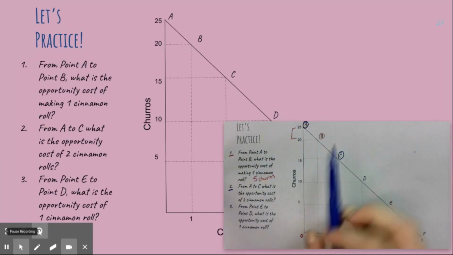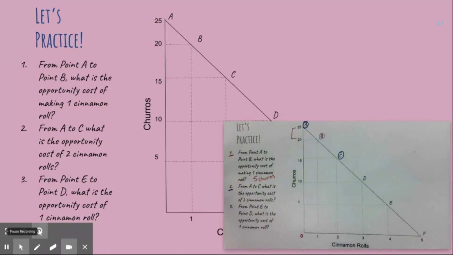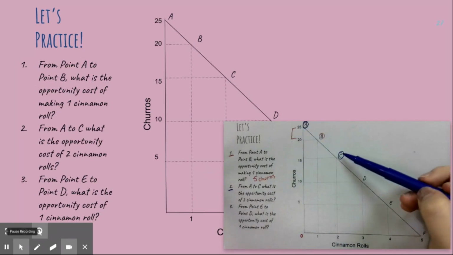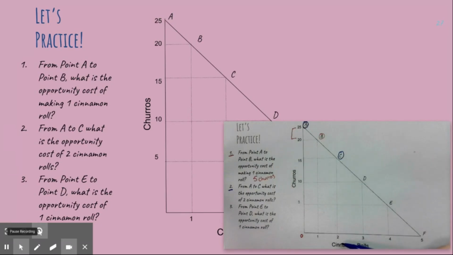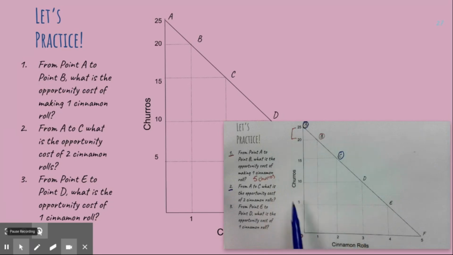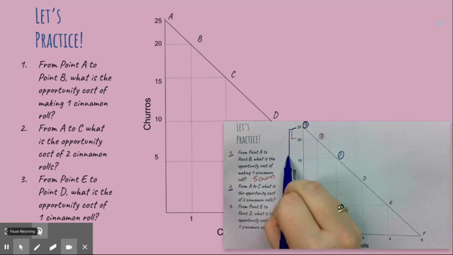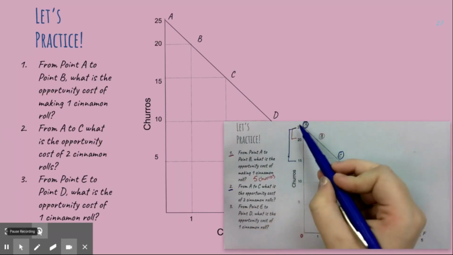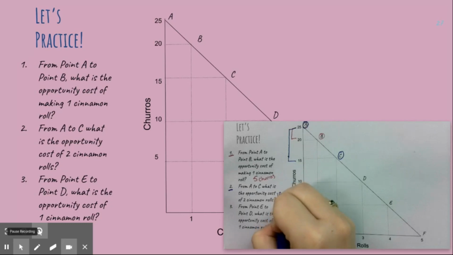Where do we start at A? We start with 25 churros and 0 cinnamon rolls. But we end up at point C at 15 churros and 2 cinnamon rolls. And that's what the question is. What is the opportunity cost of 2 cinnamon rolls? So how do I get from here to here? What have I lost in churros? Let's find out. From A to C, how many churros did we lose? 25 minus 15 is 10 churros.